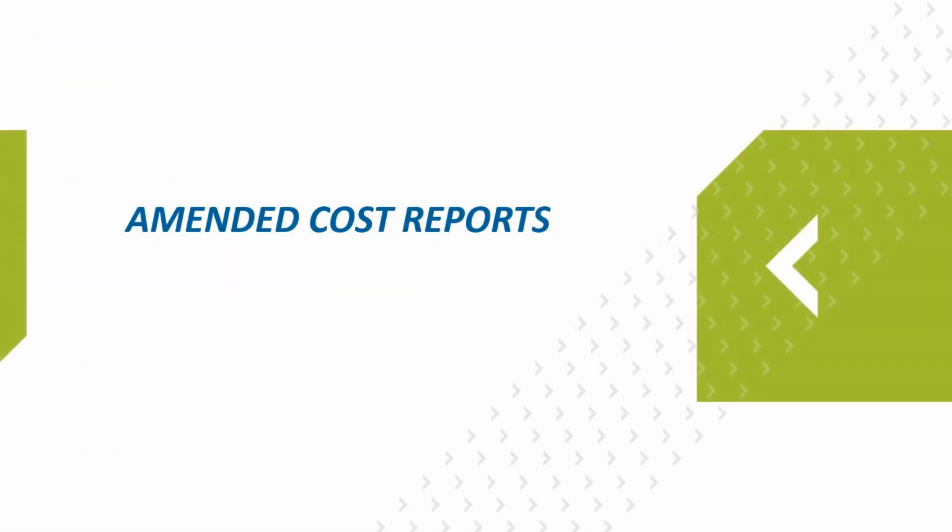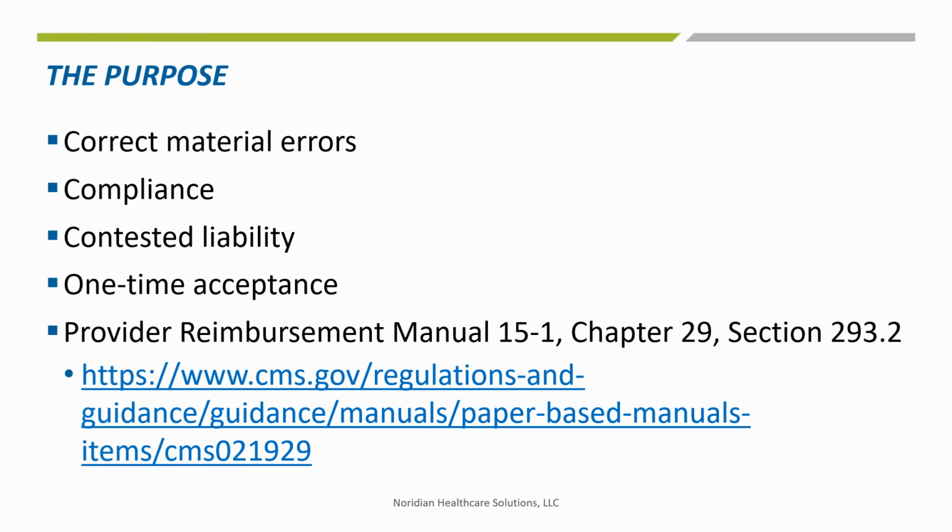Our last section will cover amended cost reports, what they are, what to complete, and where to send them. Under limited circumstances, Noridian may accept an amended cost report submitted by a provider. Generally, the amended cost report will meet one of 3 criteria. 1. It is correcting material errors discovered after the filing of the original cost report. 2. To comply with health insurance policies or regulations. Or 3. To reflect the settlement of a contested liability.